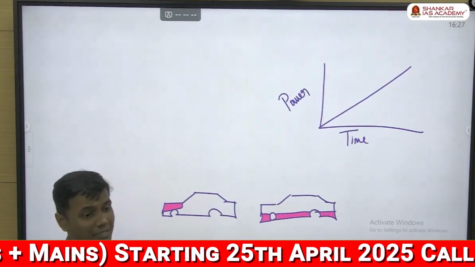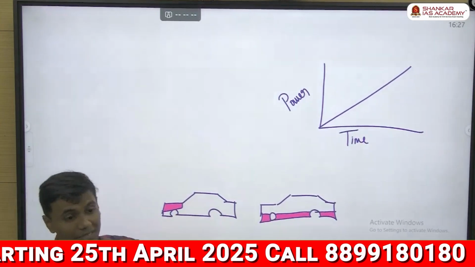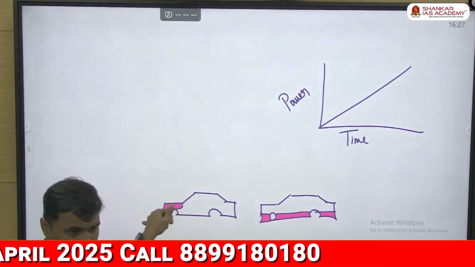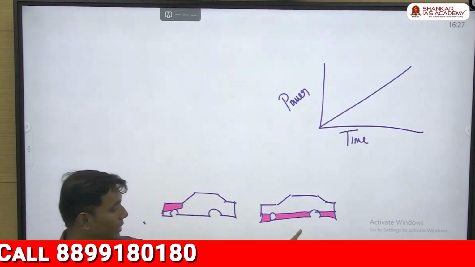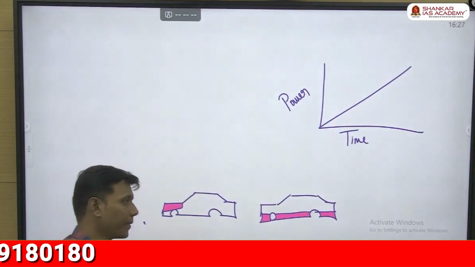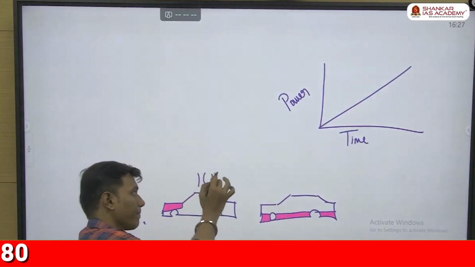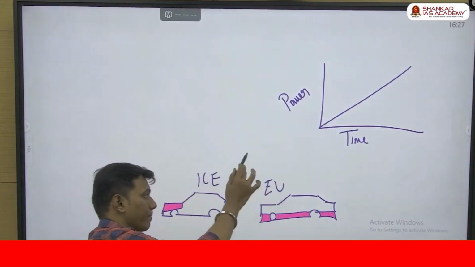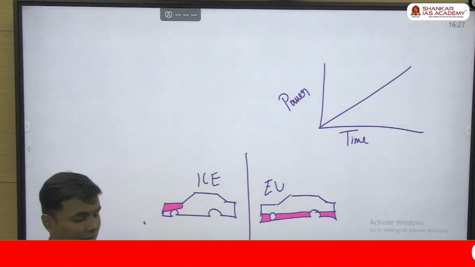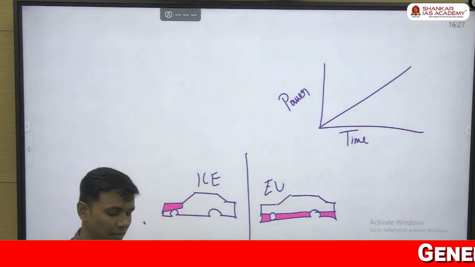High speed stability is lesser for internal combustion engine. High speed stability is more for EVs. High speed stability or the body stability.